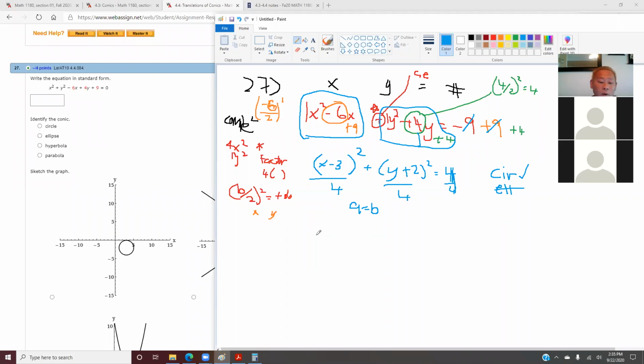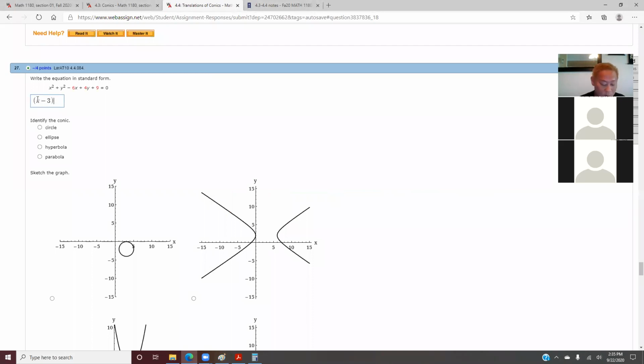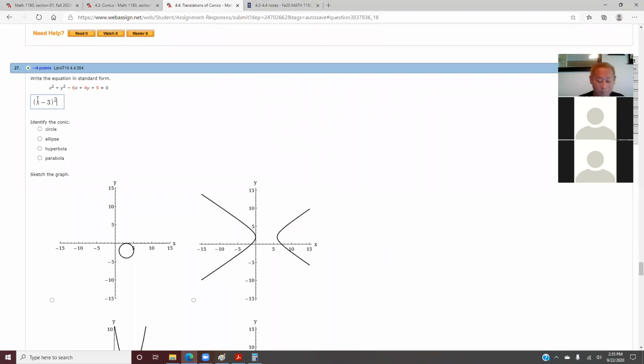Okay. So your equation in this case, you don't actually need to divide by 4. It's going to be the whole (x minus 3) squared plus (y plus 2) squared equals 4.